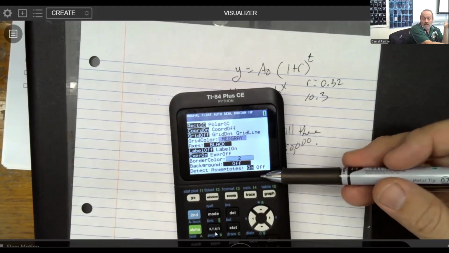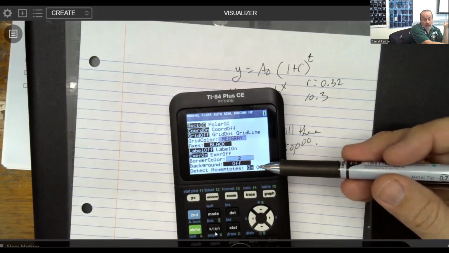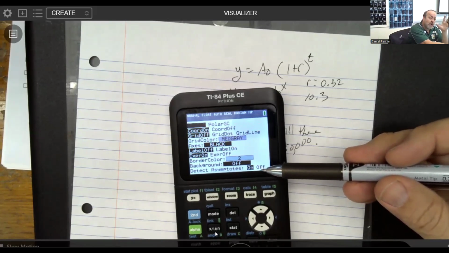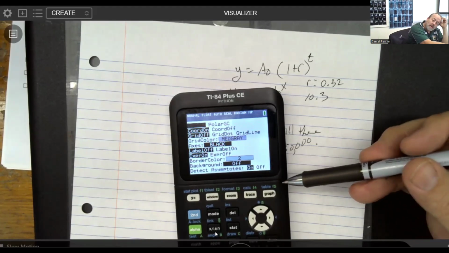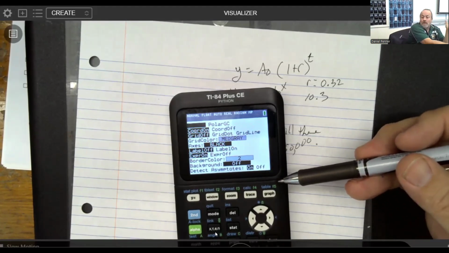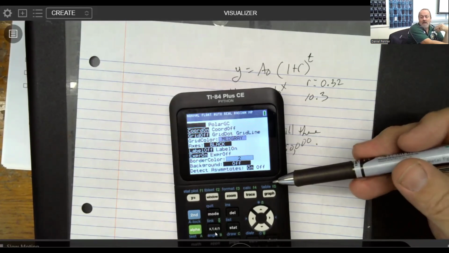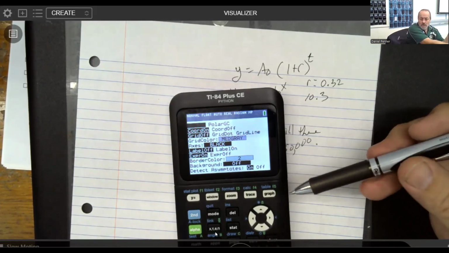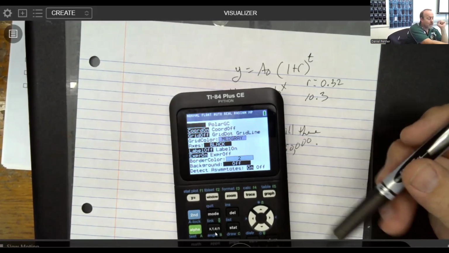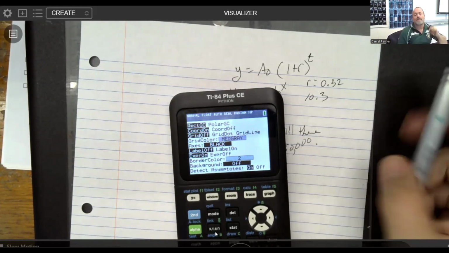And notice mine is set to detect asymptotes, which is kind of nice. So it'll show an asymptote if it believes that there is one. And if it doesn't believe there is one, it won't bother to do that. But it's set almost like an AI situation, trying to find those things for us. So hopefully that is helpful.